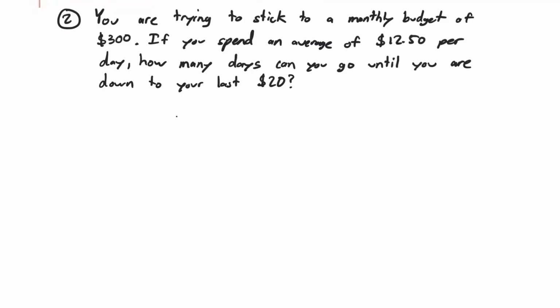All right. So here's the next question I want you guys to try. If you need to pause the video, write down, go ahead and do so. You're trying to stick to a monthly budget of $300. If you spend an average of $12.50 per day, which it says average, so maybe some days you spend more, some days you spend less, but on average, $12.50 per day. How many days can you go until you are down to your last $20?